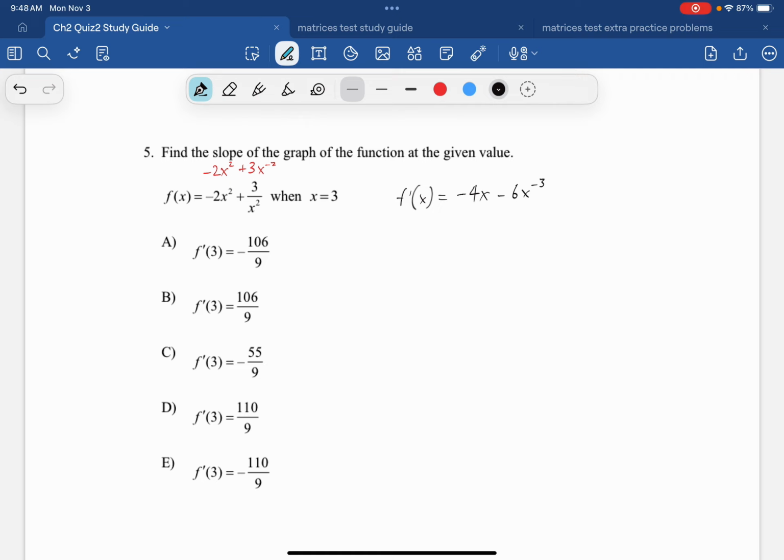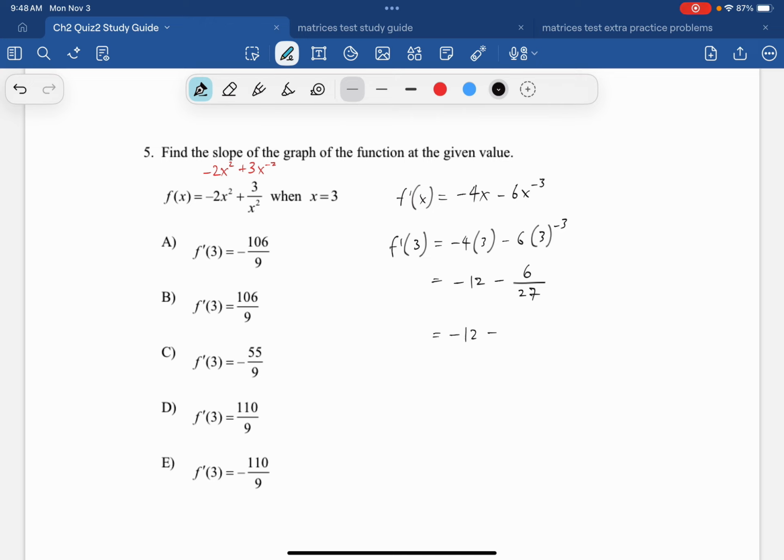And so all I need to do to find the slope of the graph at this value is to plug in x equals 3. So that leaves me with negative 4 times 3 minus 6 times 3 to the power of negative 3. And so that is negative 12 minus 6 over 27. Okay, because 3 cubed is 27, so that means 3 to the negative 3 is going to be 1 over 27. Got it? So I can simplify that fraction.